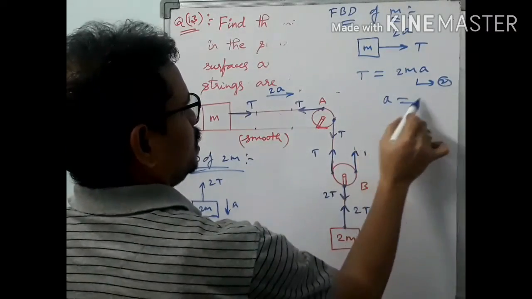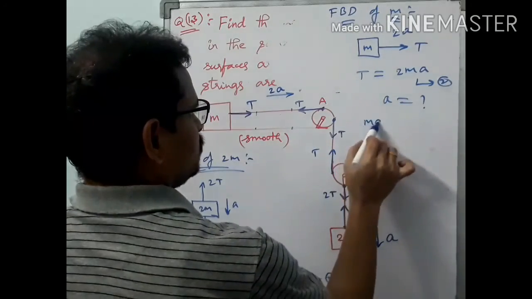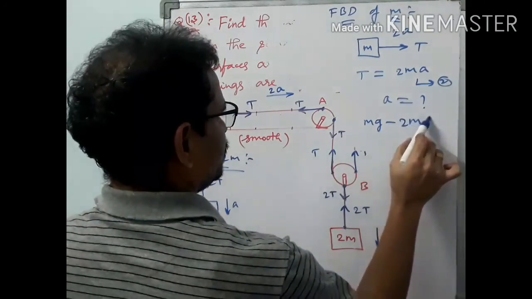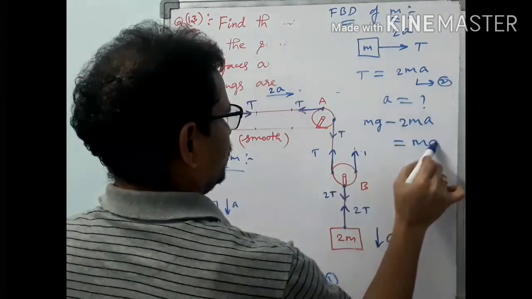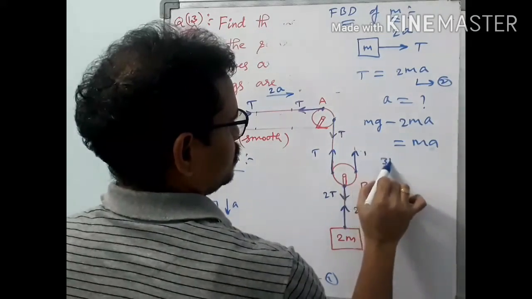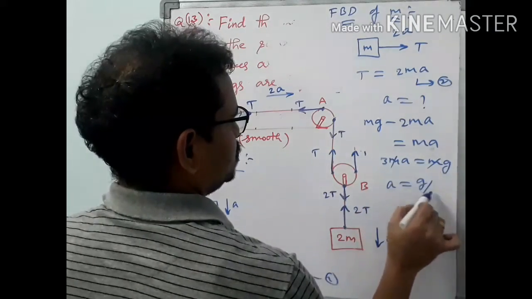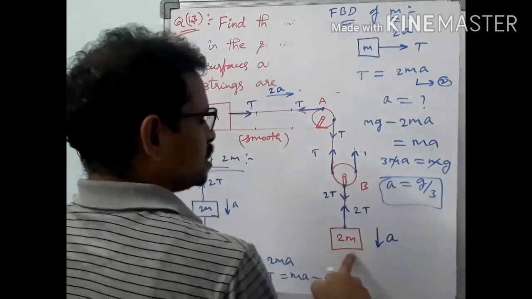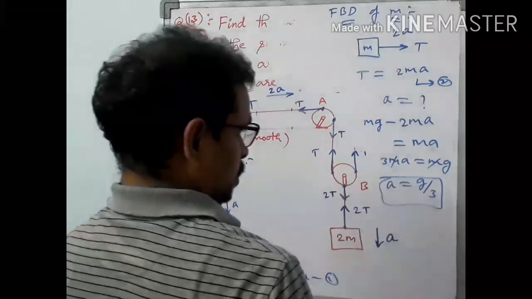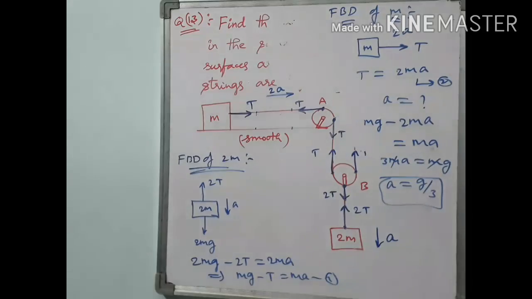So now a equal to how much? Substitute 2 in 1. mg minus, what is T? 2ma. mg minus 2ma equal to ma. This implies 3ma equal to mg, m cancels, a equal to g by 3. See, the acceleration of this block is g by 3 and the acceleration of this block is twice that, 2 by 3 g. Got it? Simple or not? Yes.